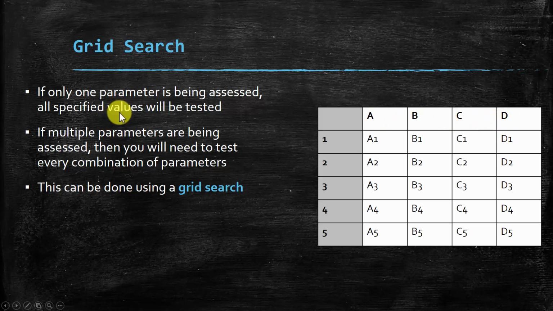If multiple parameters are being assessed, then you will need to test every combination of parameters, and that's done using this grid search method. One problem with this is that as you increase the number of parameters and the number of options for each parameter, the number of combinations increases pretty drastically, which means you're going to have to test a lot of different things, which means that it could take a long time. So there are some limitations to this. I've done optimization before that's taken over a day. Generally, this can be the longest of the processes, more so than even running the model, producing the model, or predicting with it.